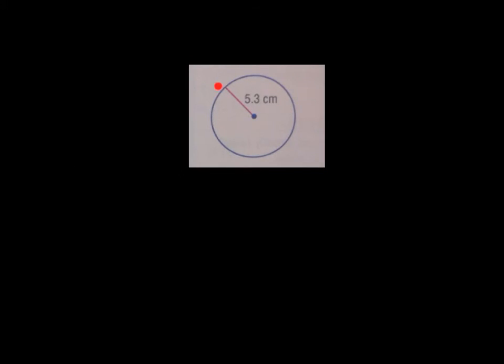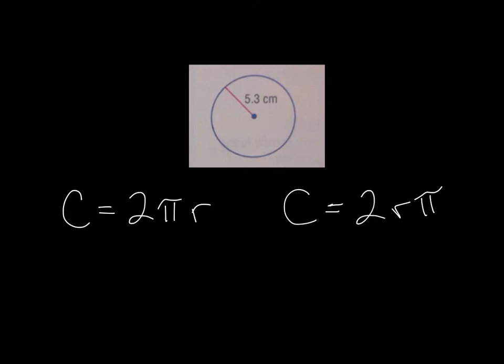Let's take a look here how I'm going to find the circumference, the distance around this circle right here. Now I can see I'm given the radius, and it's 5.3 centimeters. So I'm going to use my formula for finding the circumference, and I know that circumference is going to be 2 times pi times the radius. It wouldn't matter what order I did it in. I could do 2 times the radius times pi, right? Because I'm multiplying, I can multiply in any order. So I'm going to do 2 times pi times 5.3 on my calculator.